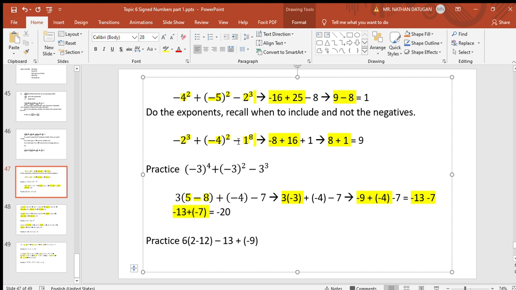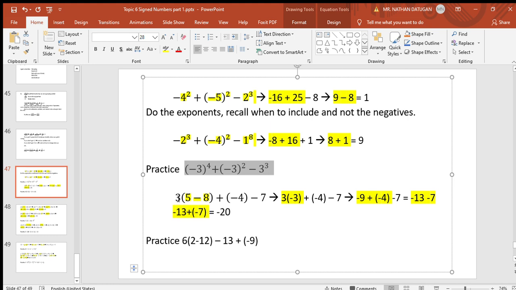Again, since the negative is not included with the 1, with a parenthesis, we're just going to do 1 to the 8th power. What's 1 to the 8th power? Well, that's basically 1. So our new problem is negative 8 plus 16 plus 1. Now you do it by parts. Negative 8 plus 16 should give you what? Positive 8, and 8 plus 1 is 9. Now you do this practice on your own. Let's move on to the next problem.